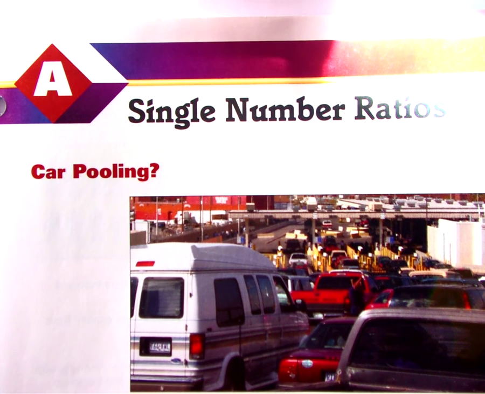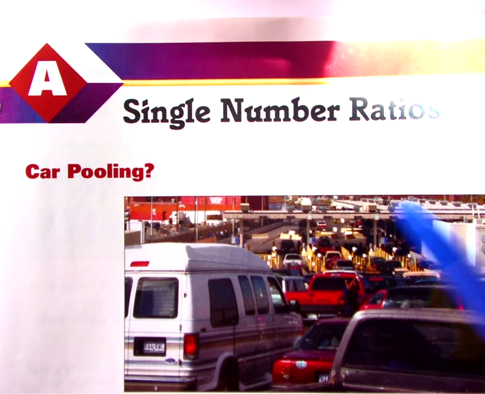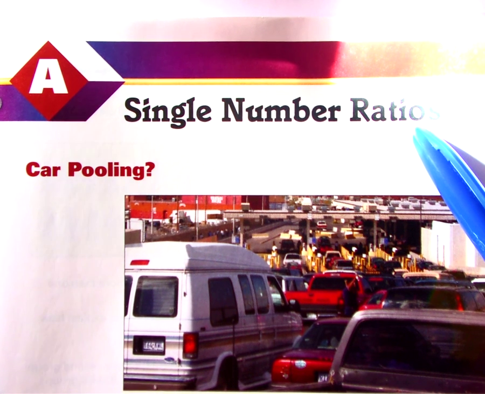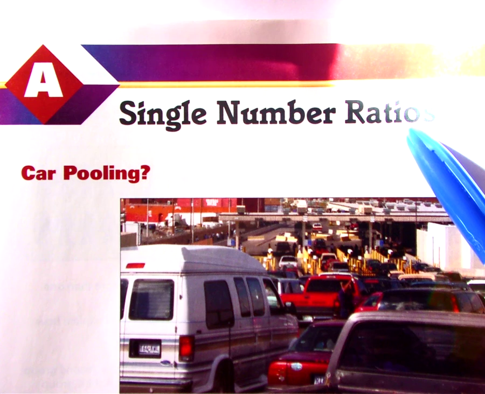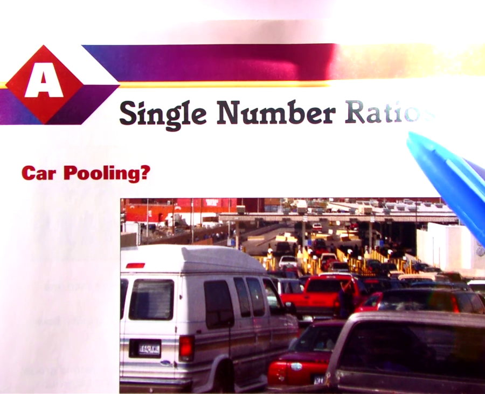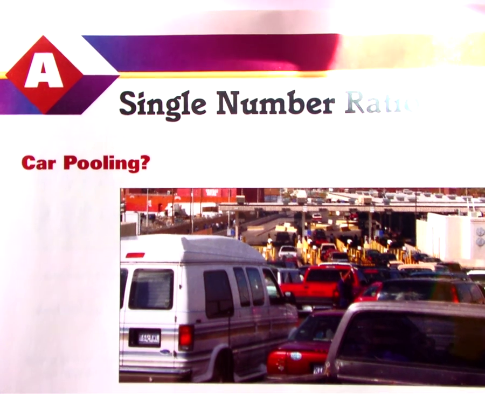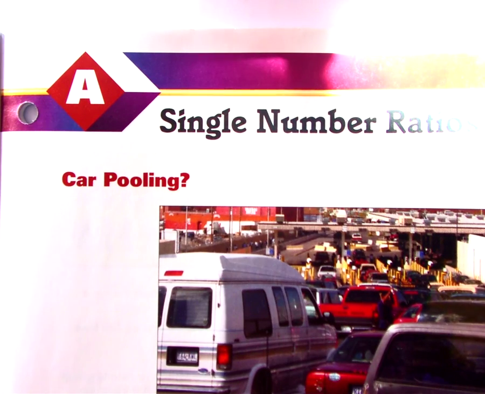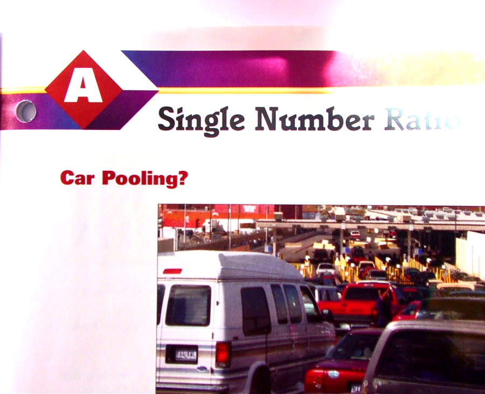Alright, we are going to begin Section A, single number ratios. Ratios are when you are comparing two items and both have numbers attached to them. Those items must be related. And we're talking about carpooling. If you do not know what carpooling is, it's when you share a ride with somebody.